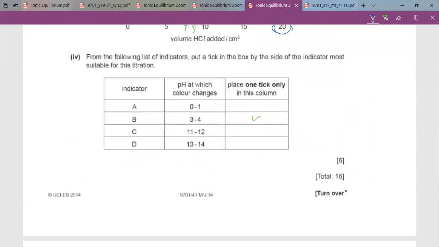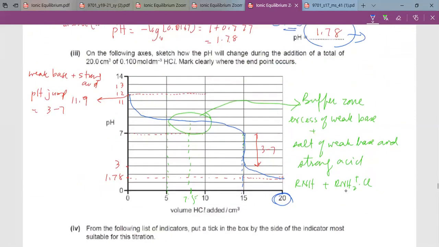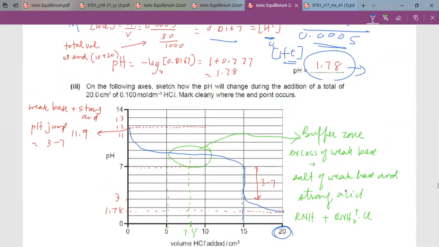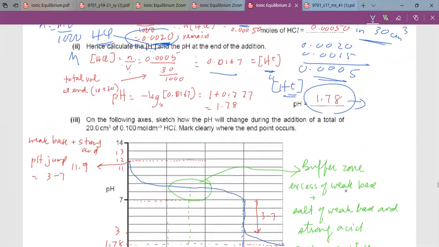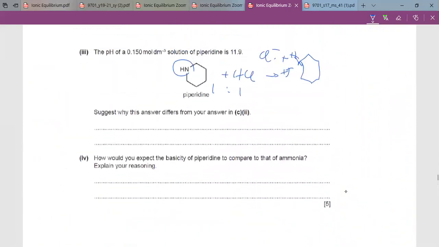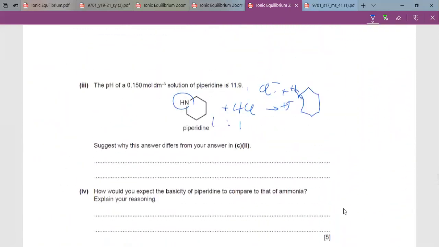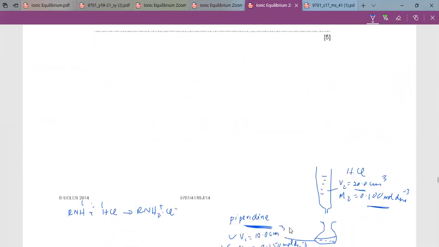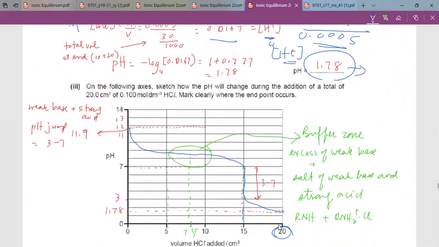Okay, so now the plot. The starting point, of course, without acid added, the piperidine, what's the pH? The piperidine they gave earlier, I think, is 11.9. So you must put down the value here. Put down 11, 12, and put here 11.9. Okay, 1 mark here.